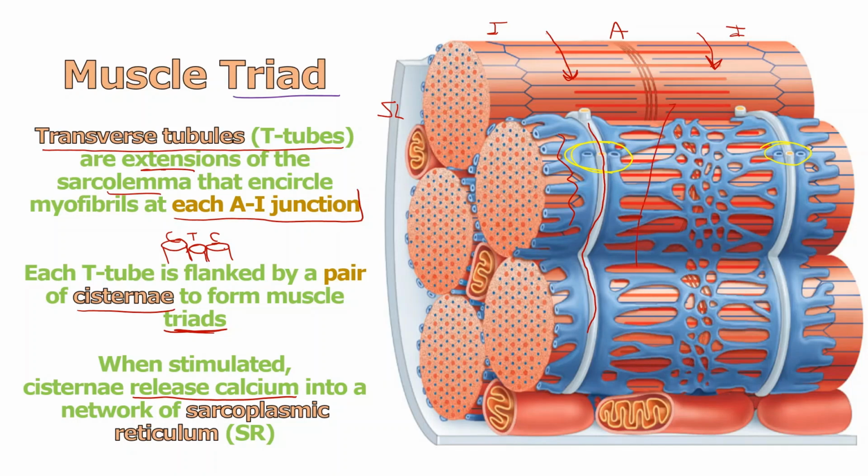And I can circle that right here. This kind of blue looks like a web connecting those T-tubes and cisternae. That's called the sarcoplasmic reticulum, or the SR. Similar to an endoplasmic reticulum in other cells, but this is specially designed to release calcium. And ultimately that calcium will be released and it will cause the actin and myosin to slide over each other, which we'll see in a talk just down the road.